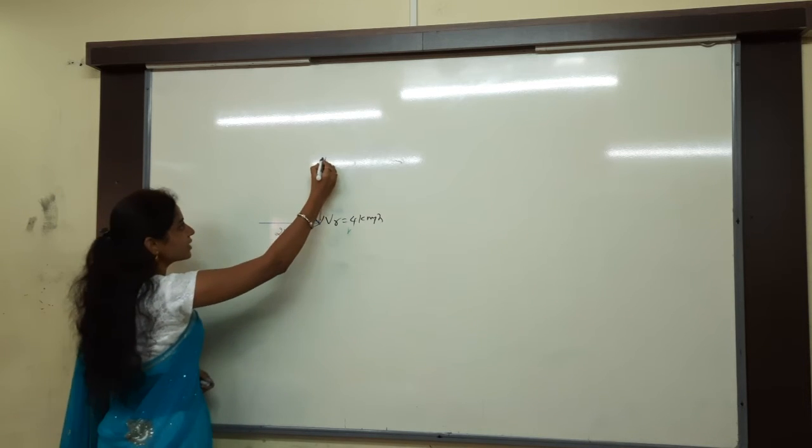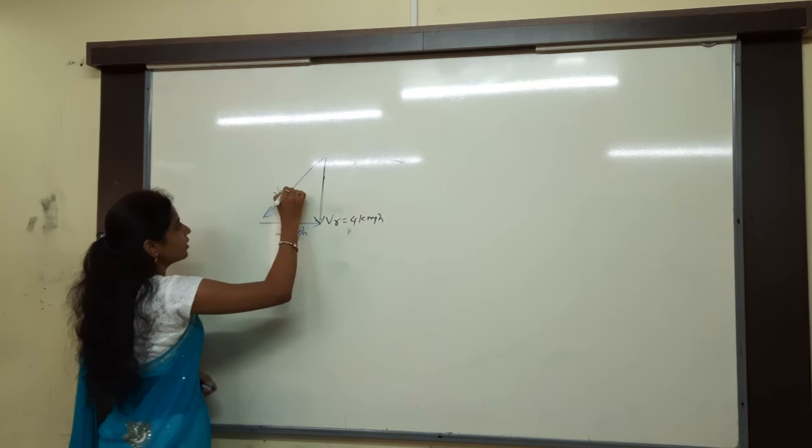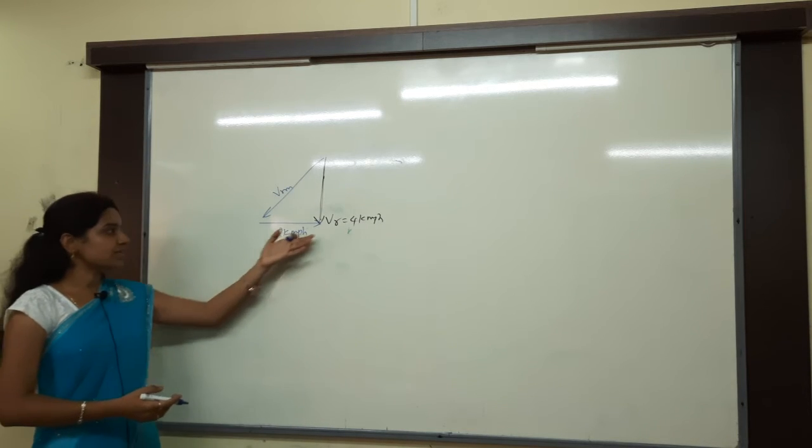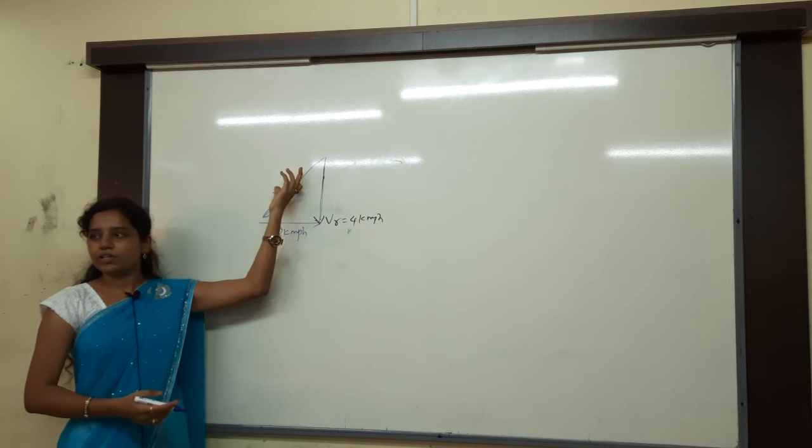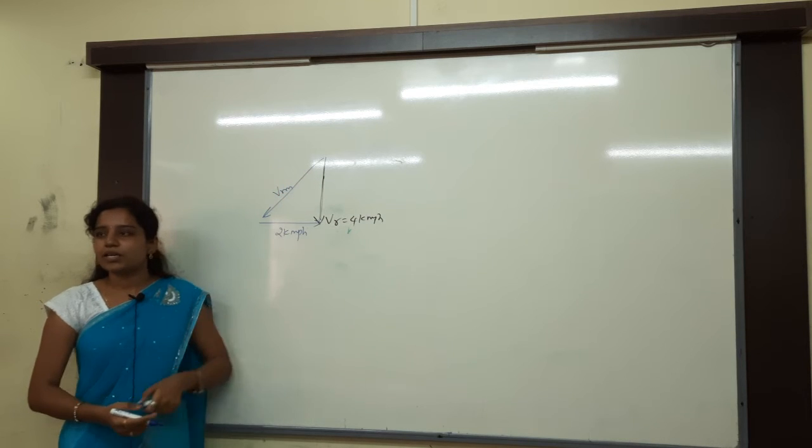So in which direction it will be there? Obviously resultant VRM is there like this. Then you have adjacent and then you have opposite. What you can find out? You can find out the hypotenuse. That's it. Pythagoras law only.